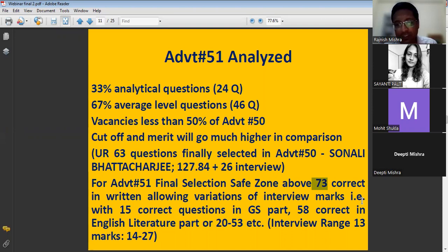People above 70 this time around will be called for the interview for sure, but only that. With 65, I don't think they have hope. No, for final selection they don't have.